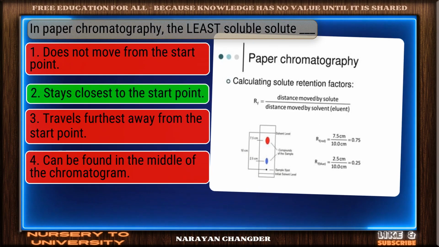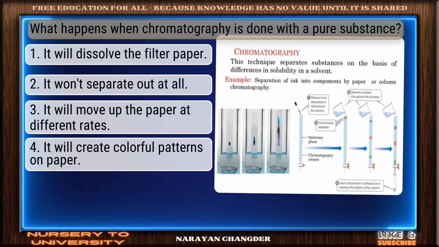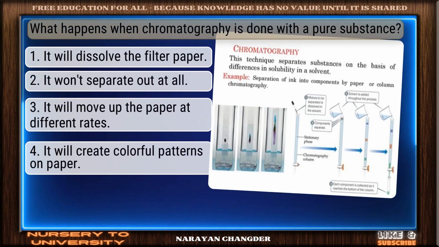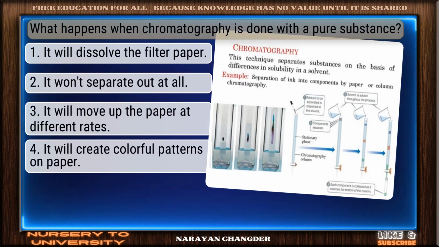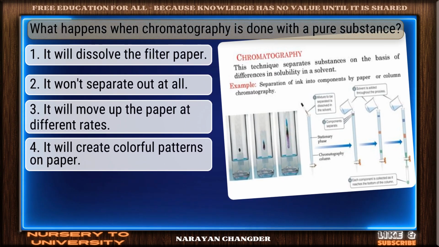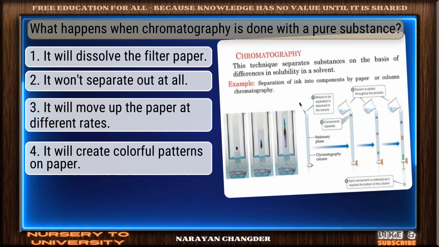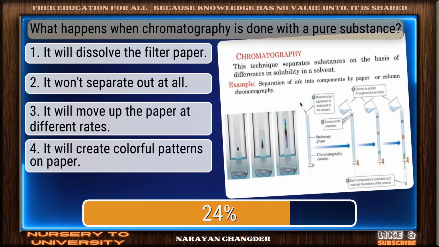You're on fire, stays closest to the start point. What happens when chromatography is done with a pure substance? Option 1, it will dissolve the filter paper. Option 2, it won't separate out at all. Option 3, it will move up the paper at different rates. Option 4, it will create colorful patterns on paper.